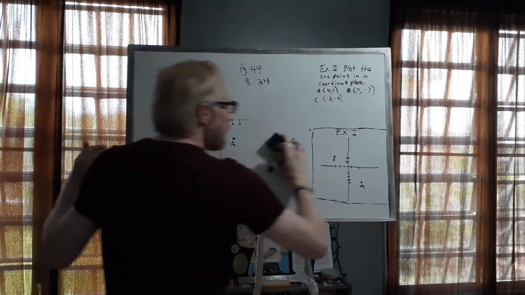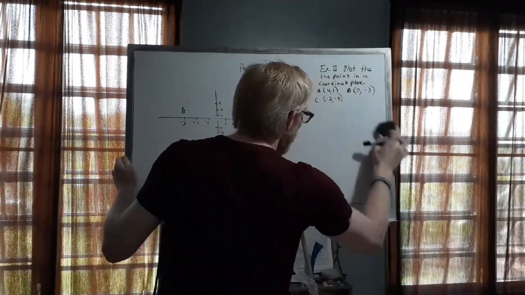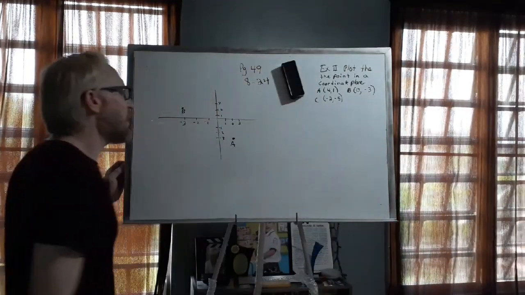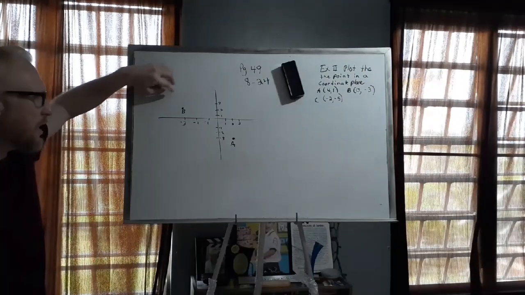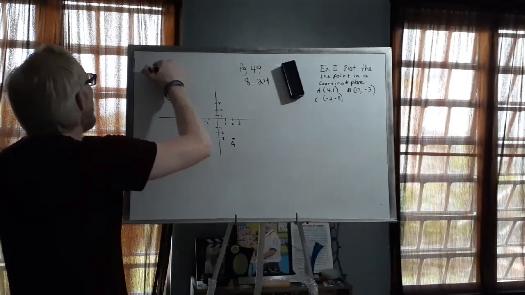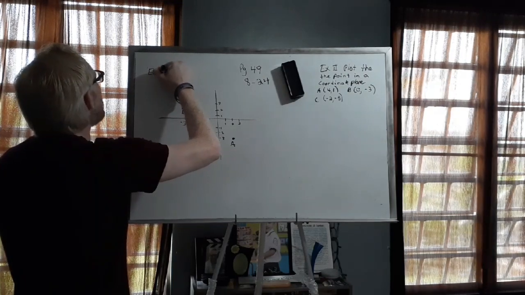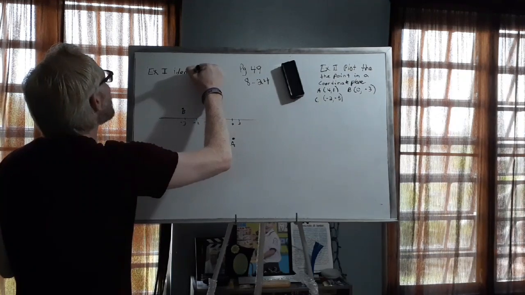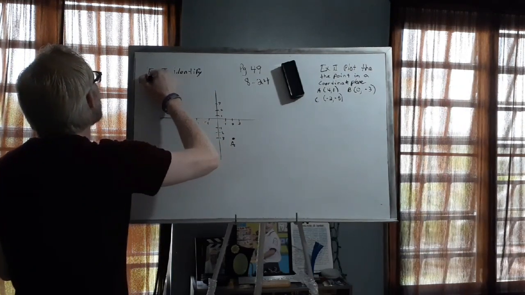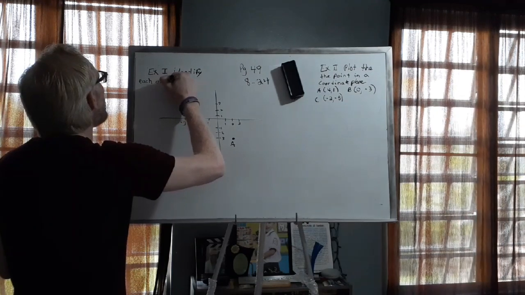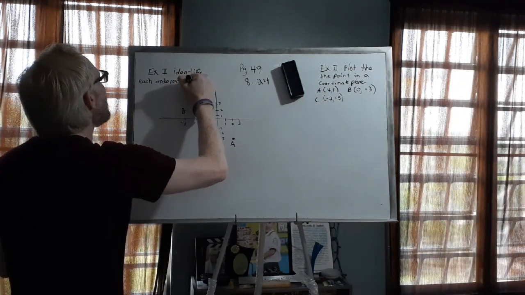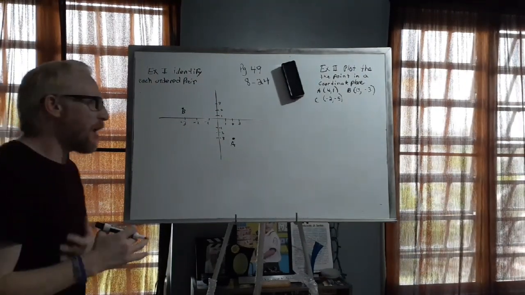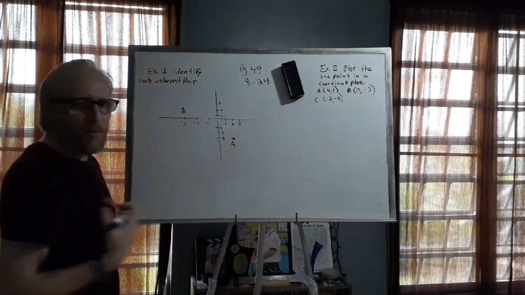So in example number 1, I've been given 2 ordered pairs represented by a letter: represented by letter B and represented by letter A. So in example number 1, I'm going to identify each ordered pair. Now what I mean by identify is tell me what number does point B represent. So how do I do that? Or what number does point A represent? So how do I do that?